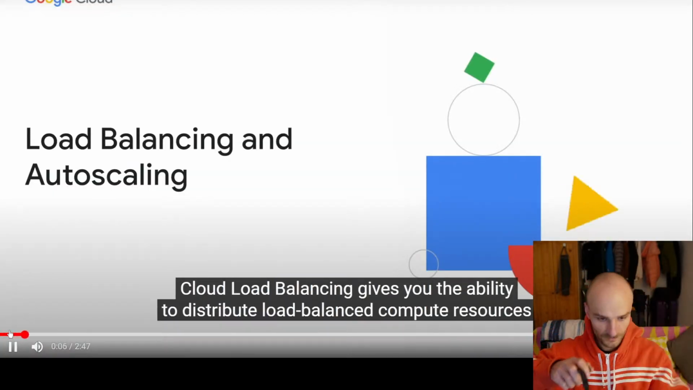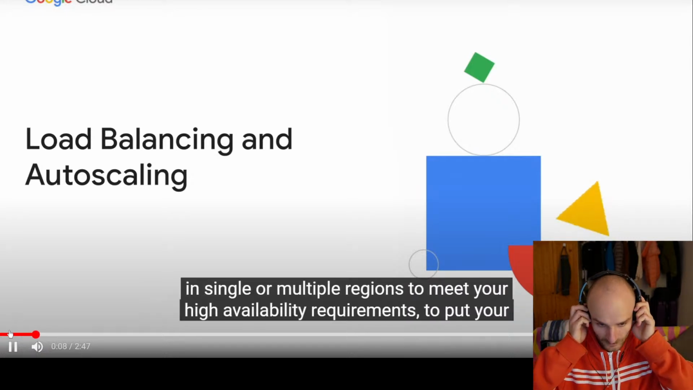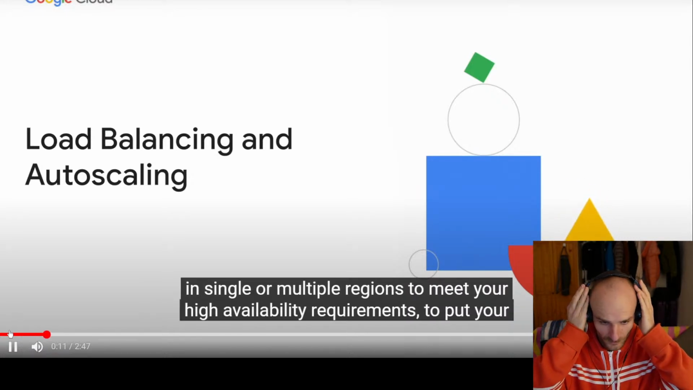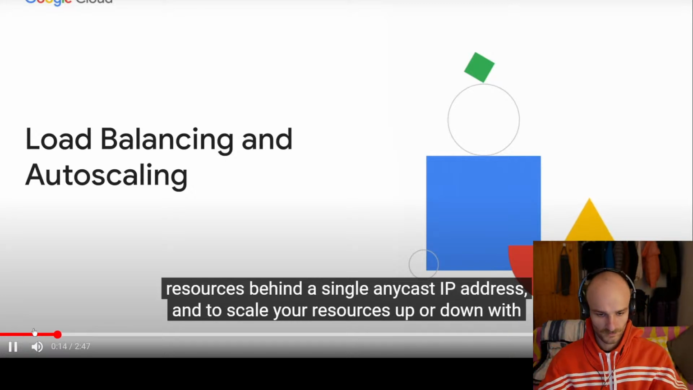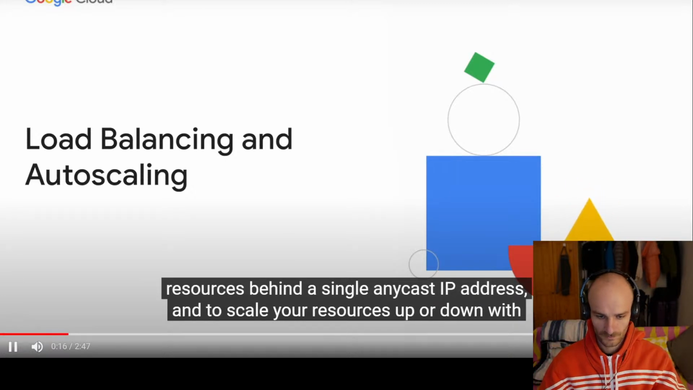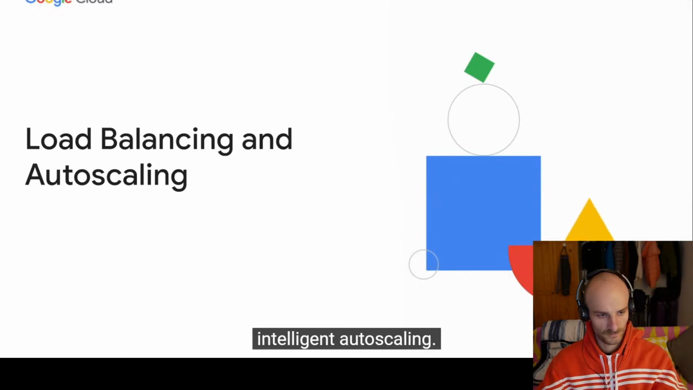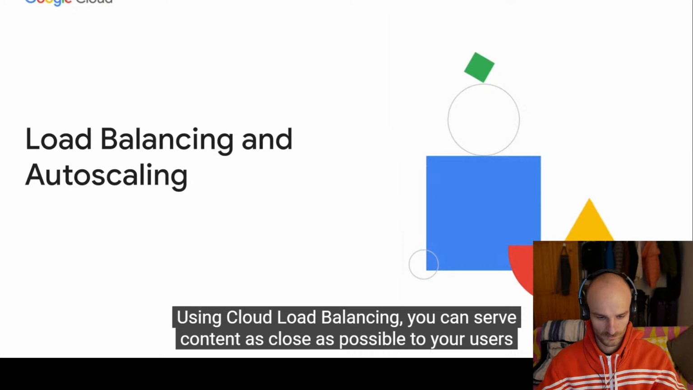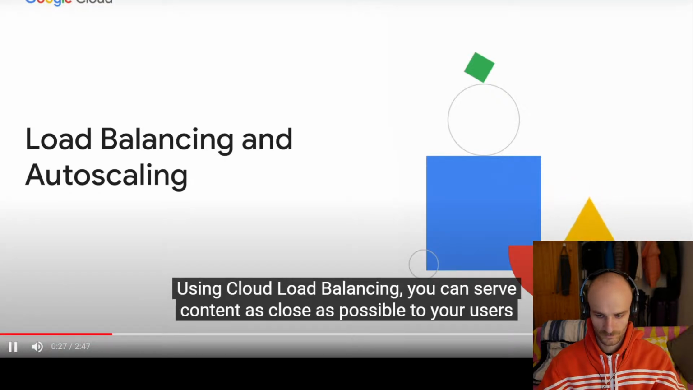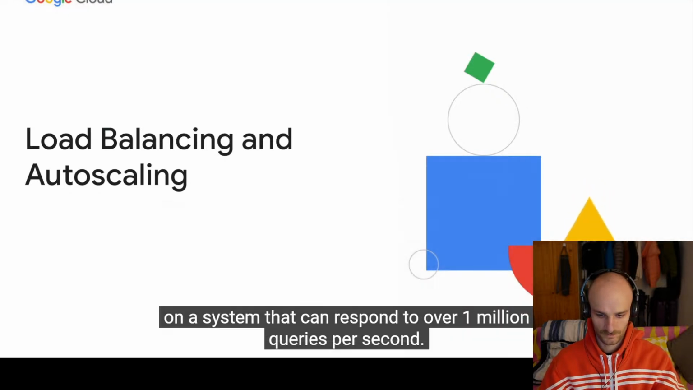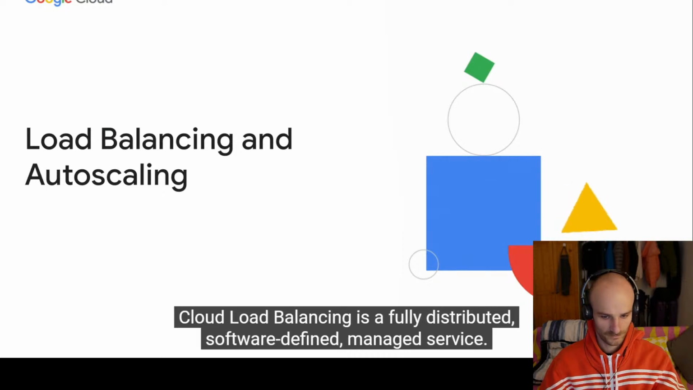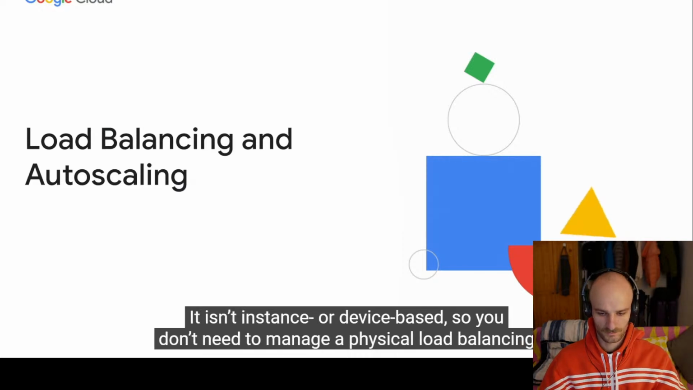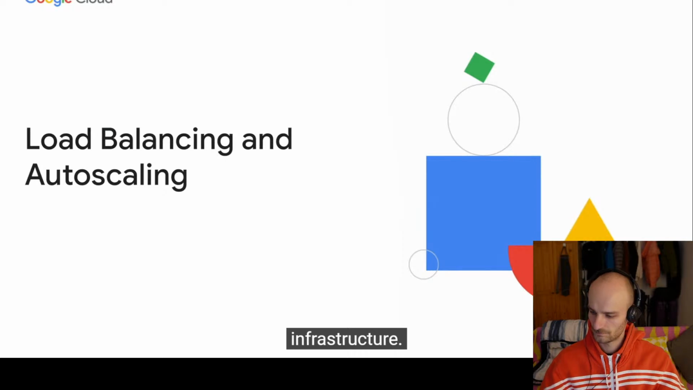Cloud load balancing gives you the ability to distribute load balanced compute resources in single or multiple regions to meet your high availability requirements, to put your resources behind a single Anycast IP address, and to scale your resources up or down with intelligent auto scaling. Using cloud load balancing, you can serve content as close as possible to your users on a system that can respond to over 1 million queries per second. Cloud load balancing is a fully distributed, software defined, managed service. It is not instance or device based, so you do not need to manage a physical load balancing infrastructure.